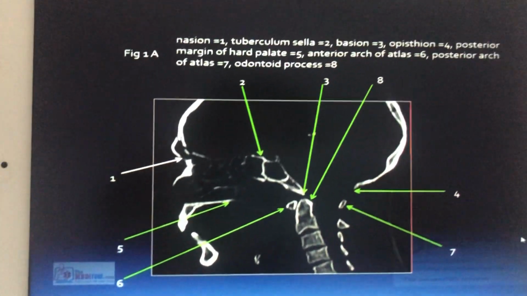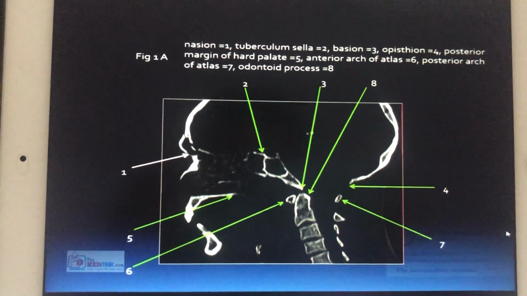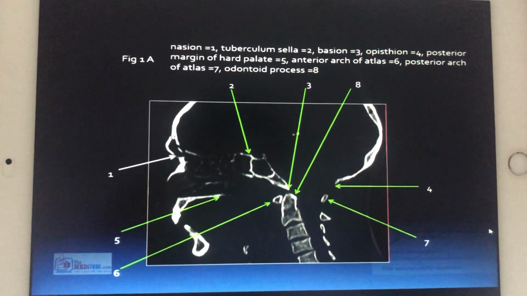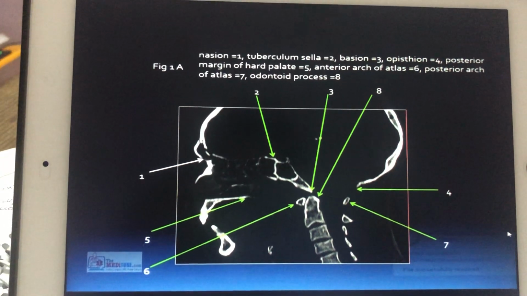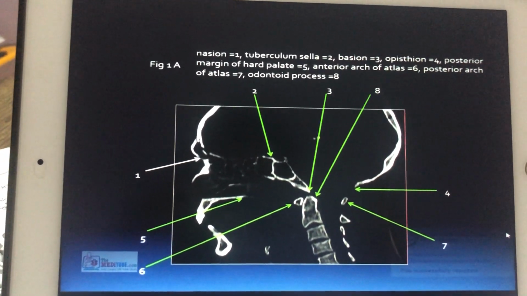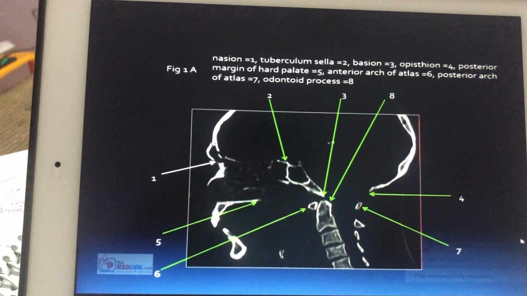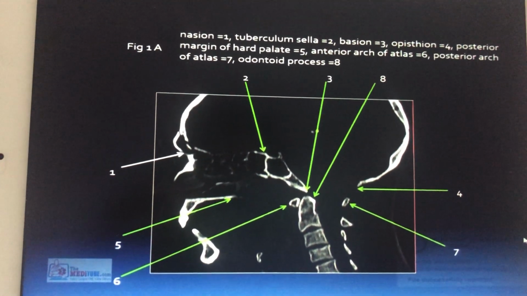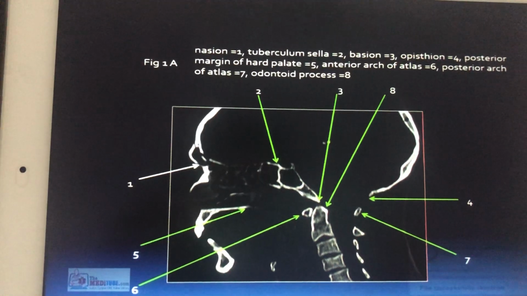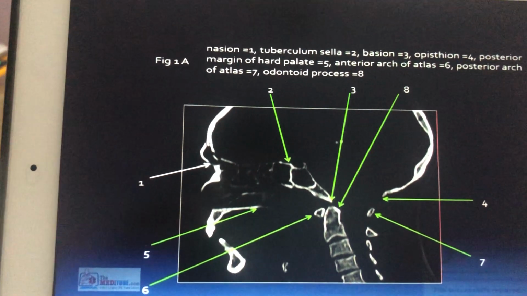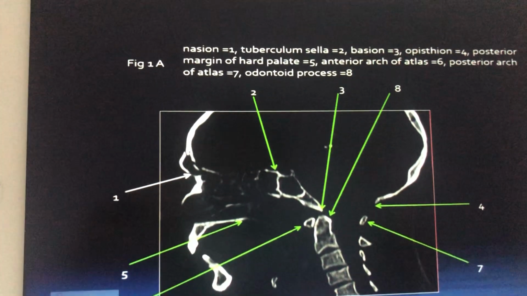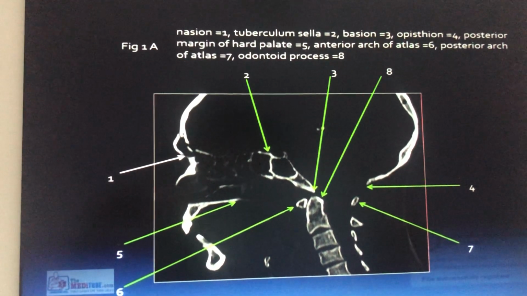Okay, today we will be dealing with the CVJ, the craniovertebral junction: how to assess a basic outline and to assess for common pathologies like basilar invagination and platybasia. So first thing, take a bone window of the skull and the cervical spine, which you can see here, sagittal view. Identify the normal structures to be assessed.